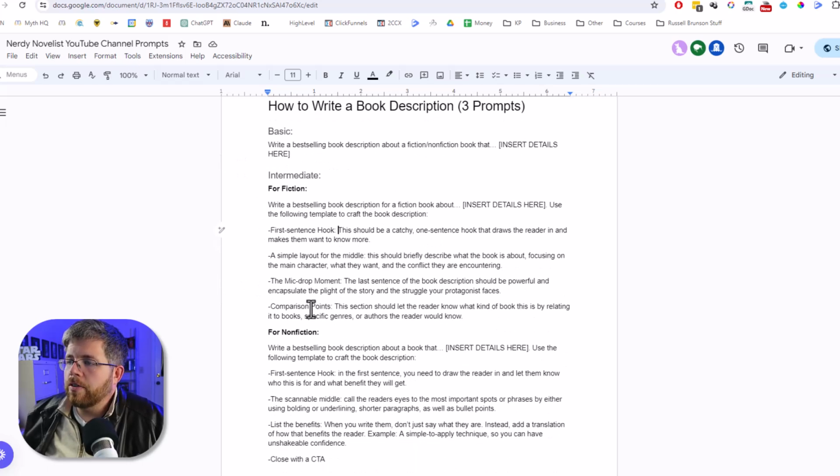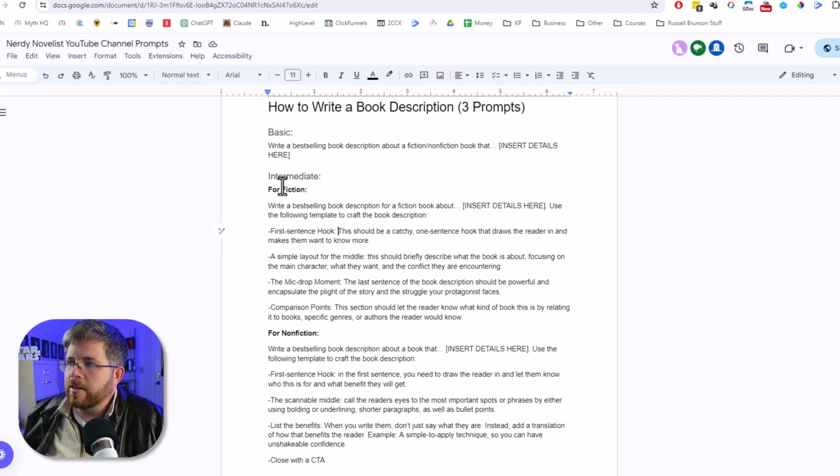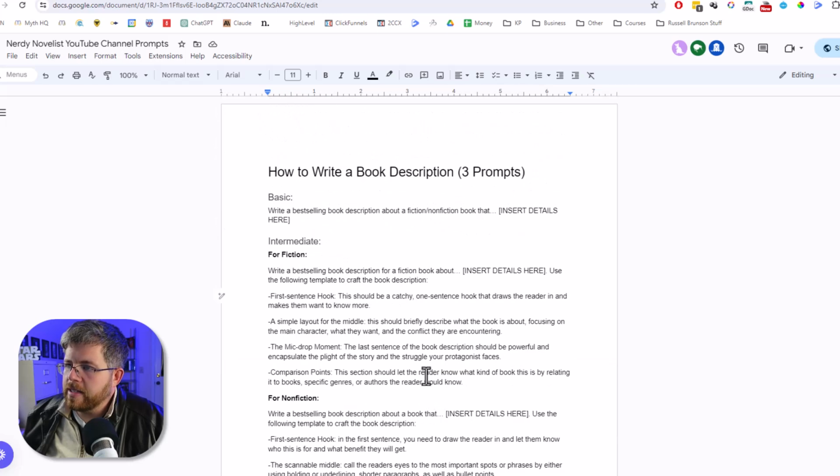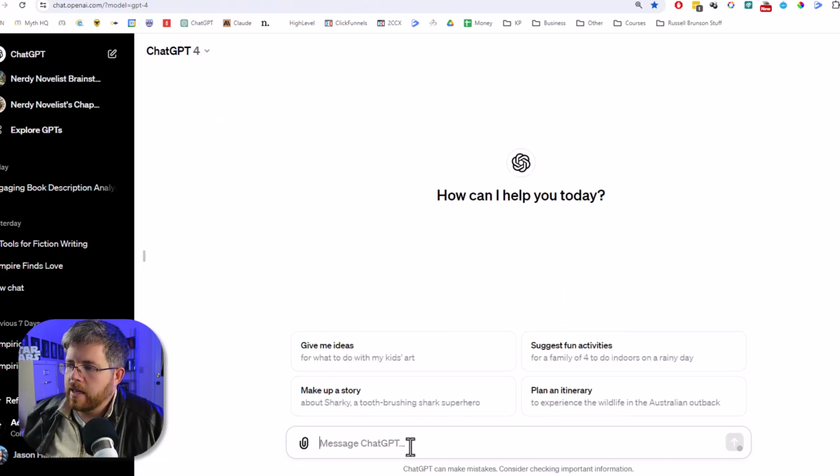So there are three different levels that we're going to look at today. There's basic, intermediate, and advanced. Let's just start with the basic, okay? So let's just copy this prompt and stick it here into ChatGPT.